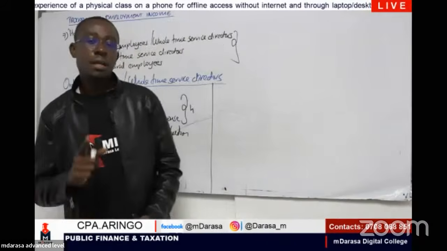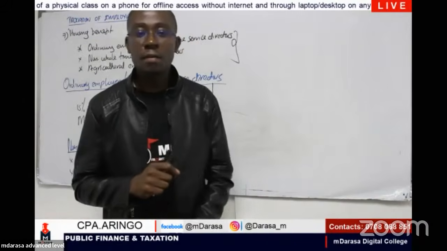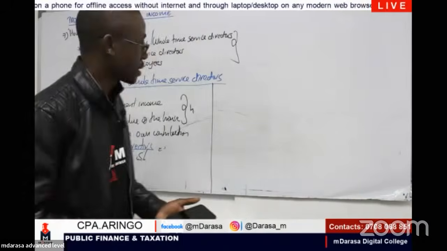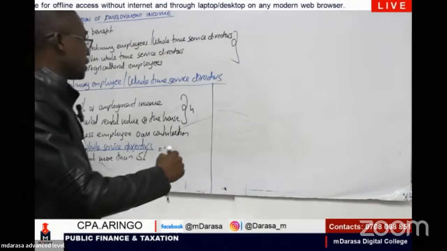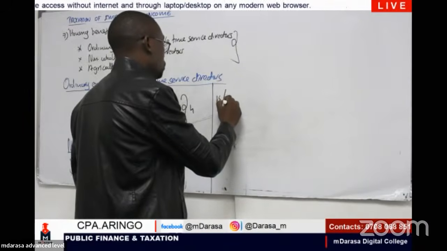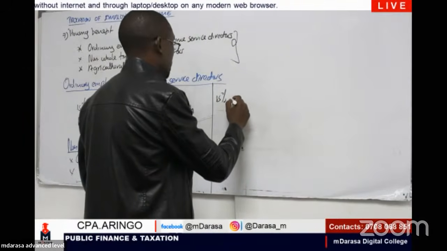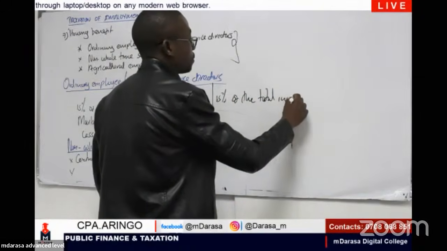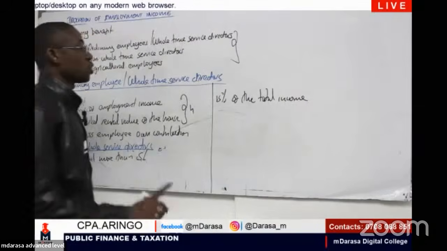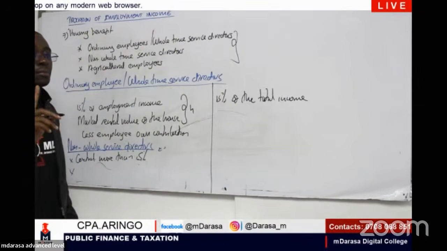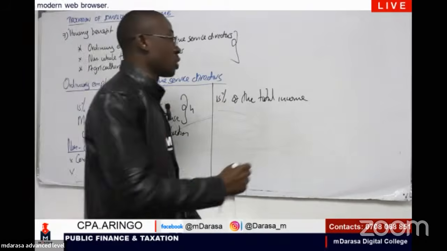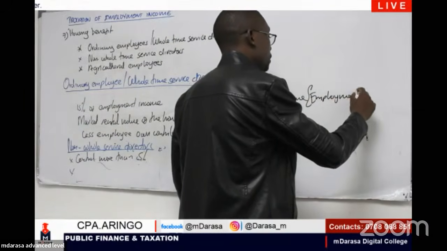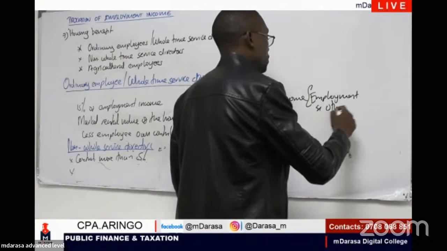To determine the housing benefit of a non-whole-time service director, this will be easy. How will you go about it, my good students? Come and identify the 15%. You take the higher of 15% of the total income. Whenever you're talking of total income, you're talking of both employment and other incomes.